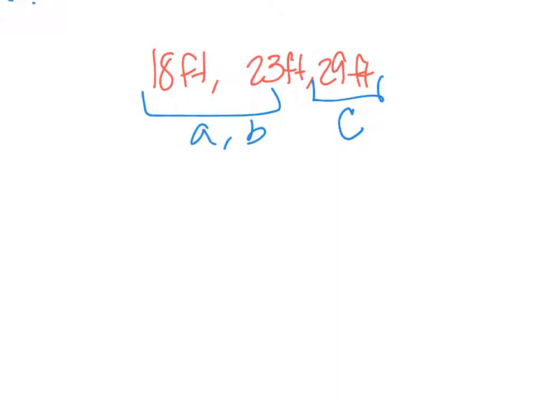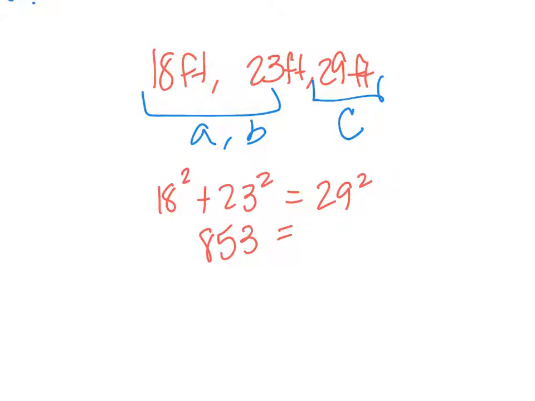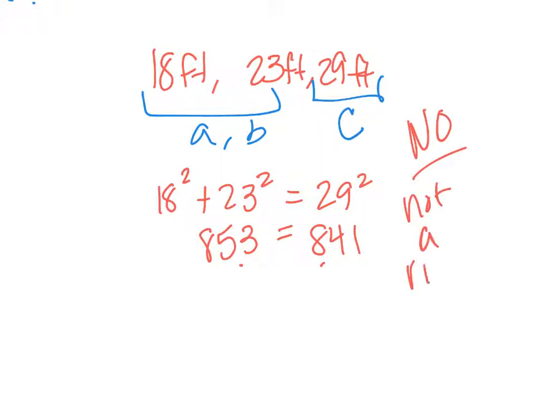Okay? So if we plug these in, let's say 18 squared plus 23 squared should equal 29 squared. So plug these guys in. Let's say 18 squared plus 23 squared gives us 853. So then let's plug in 29 squared. Ooh, 841. So we don't get the same numbers, so we can say no, not a right triangle.